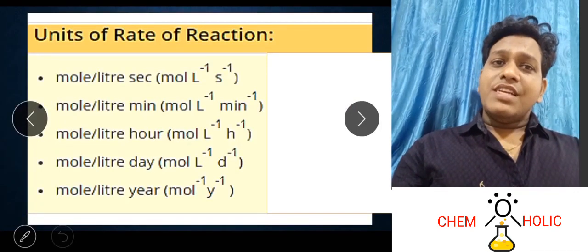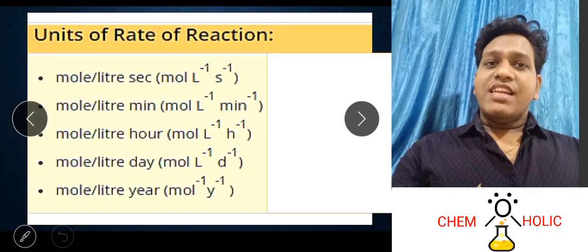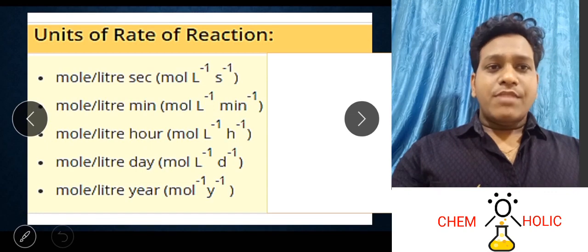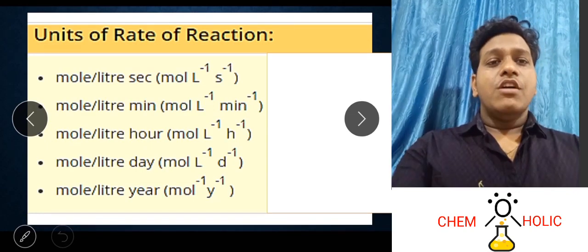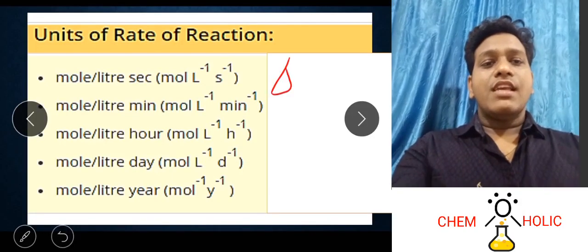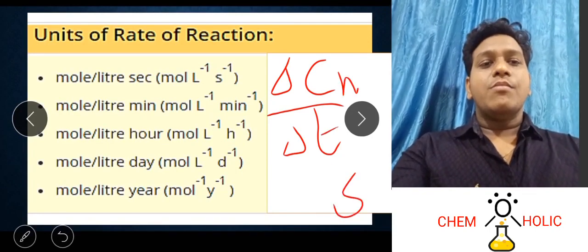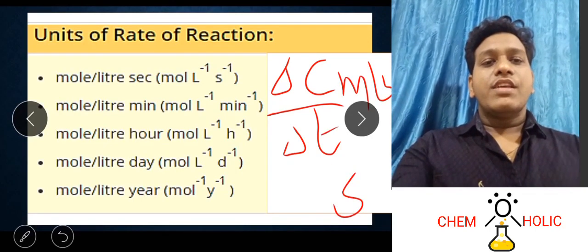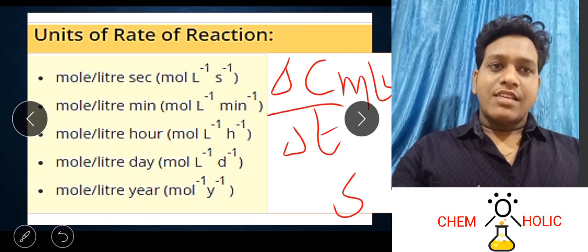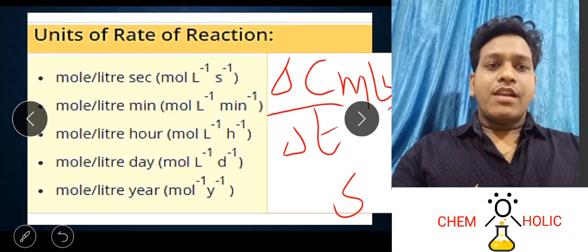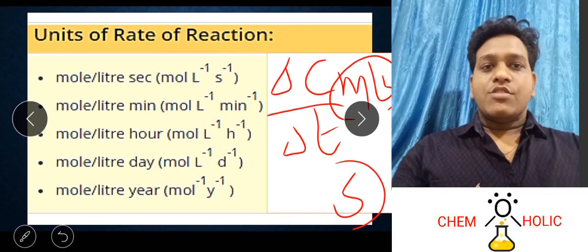See, the units of the rate of reaction. Every rate of reaction has a unit. What is the unit? How will we find it? We know the formula: change in concentration upon change in time. Time is in seconds and concentration is in moles per liter. So we can say the unit is mole per liter per second, and that can be calculated.